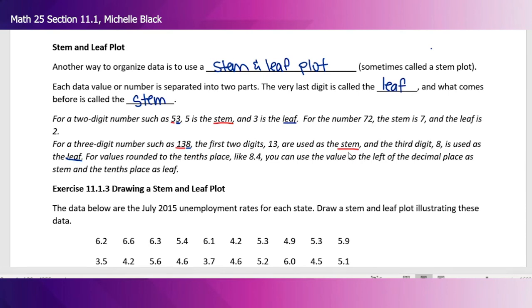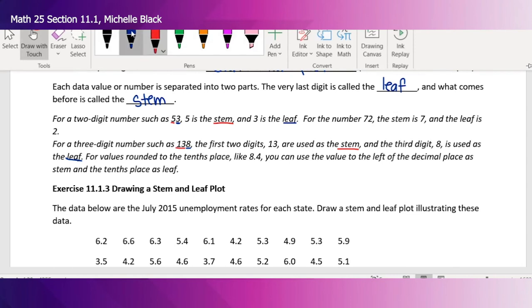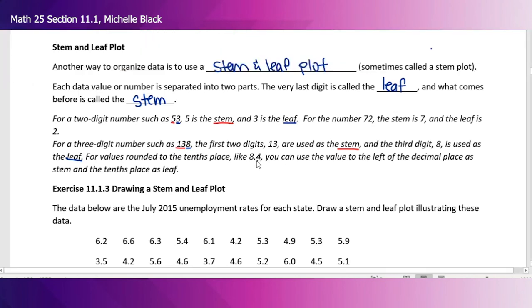Same thing if you have decimals. So if something is rounded to the tenths place, so your stems and leaves are based off the tenths, then you would let the 4, or what's in your tenths place, be your leaf, and the number in front of that decimal point would be your stem.